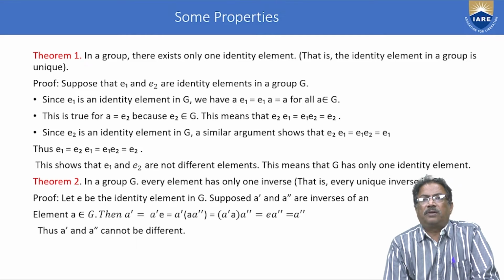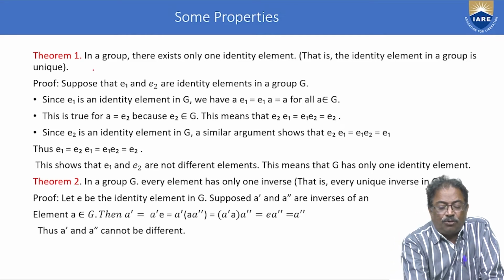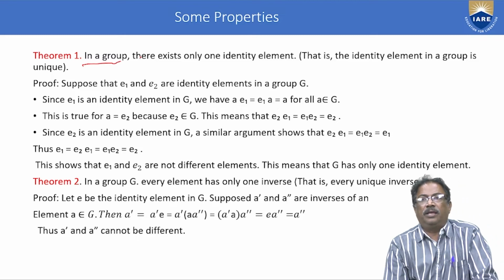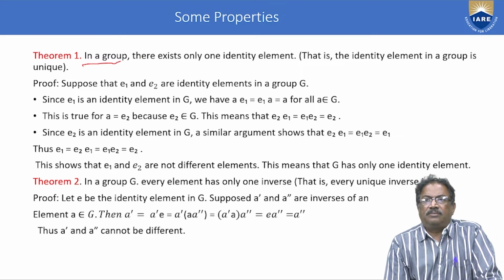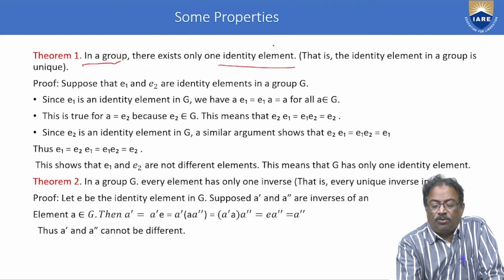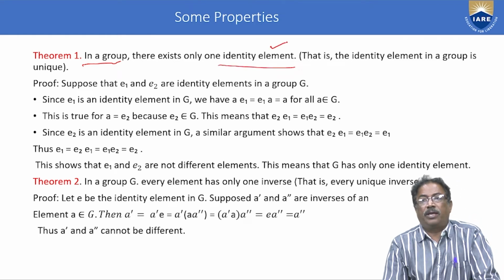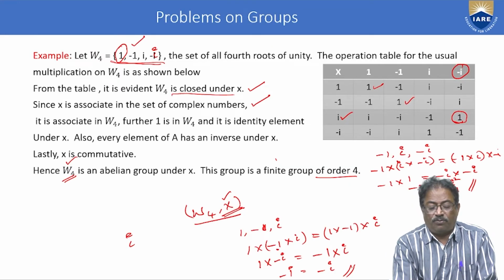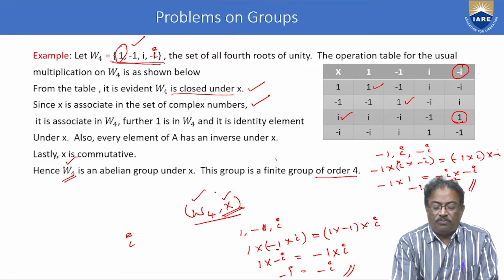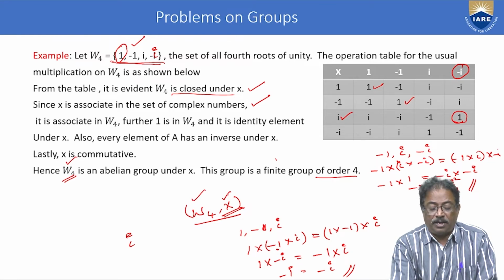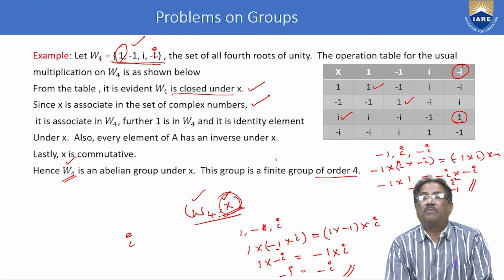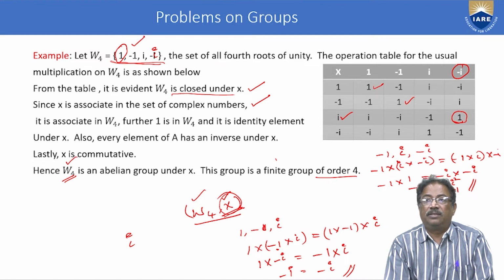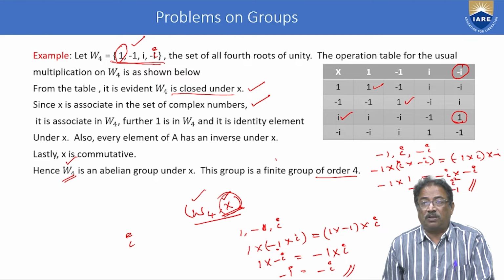Now, some of the properties that we are going to consider. The first theorem: in any group, there exists only one identity element. So identity elements will not be more than 1. Consider the last problem, W4 under multiplication. Since it is a group under the binary operation multiplication, it has only one identity element, that is equal to plus 1.